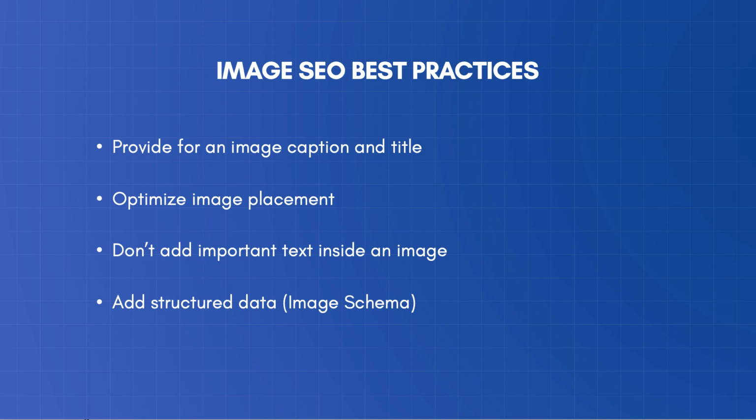Don't add important text inside an image. Avoid having text in an image that is important for users to read. Embedded text is hard to read by search engines and users. To describe an image to users, use the caption, and to search engines, use the alt text.